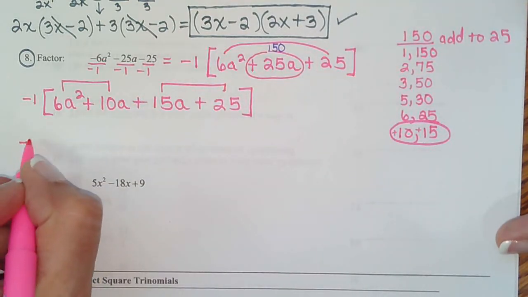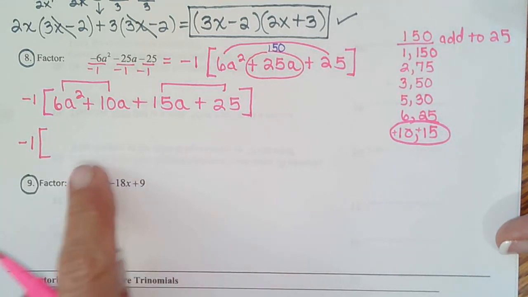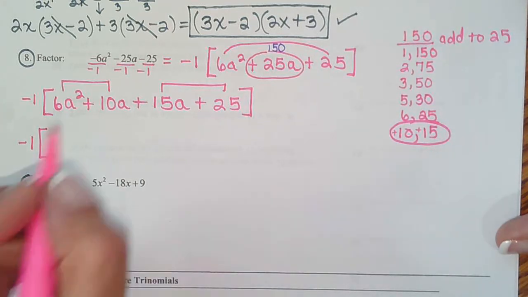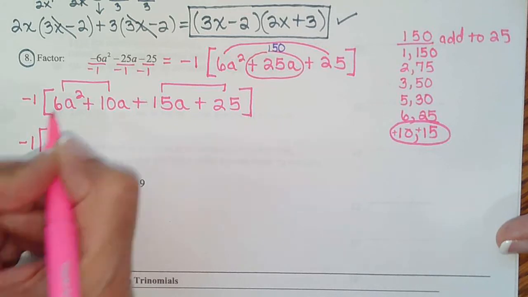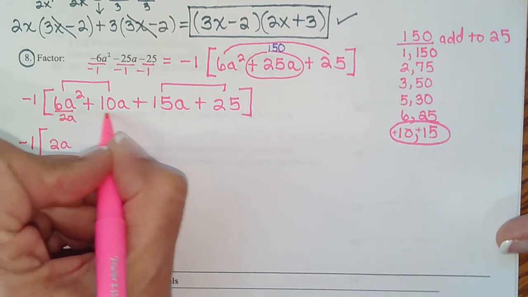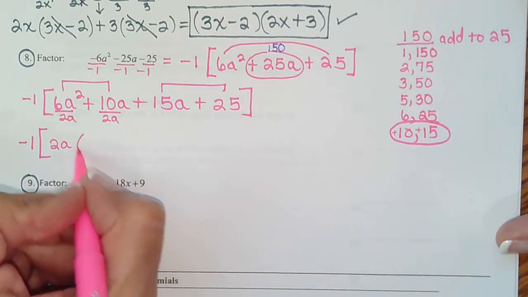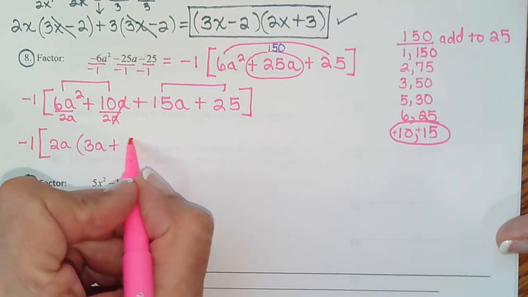So the -1 keeps hanging outside. It never becomes a part of any of this. It just stays outside in front of the answer. So here we have a 2 and an a common. And so that gives us 3a to the first plus 5.